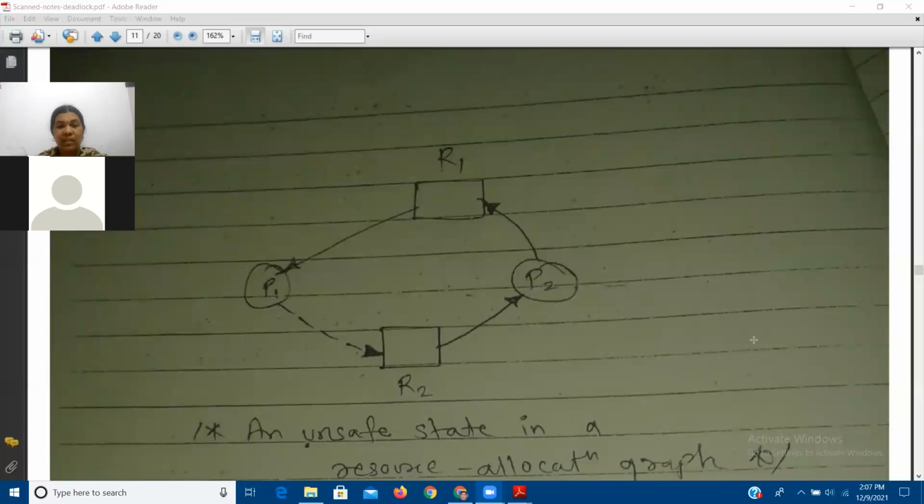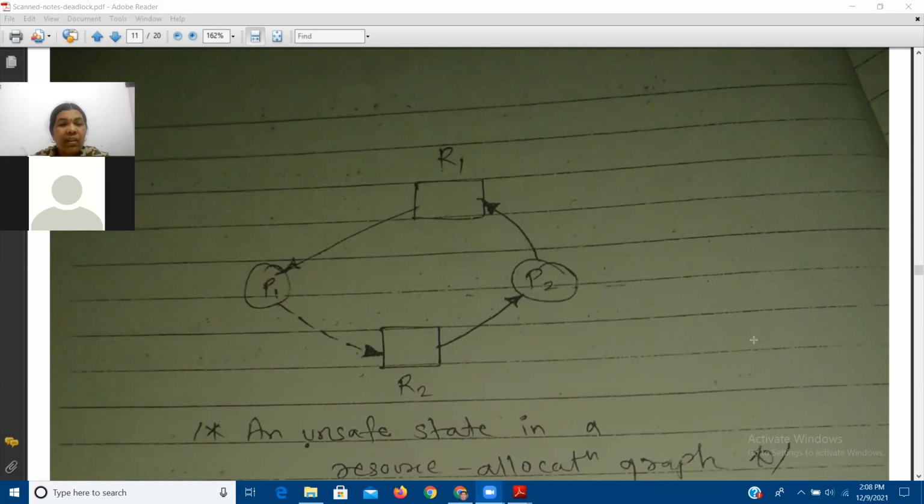So what happens if you observe this diagram? Over here a cycle is formed. The cycle is observed provided that P1 requests R2 in future. So if P1 requests R2 in future, there will be a cycle and there will be a deadlock.